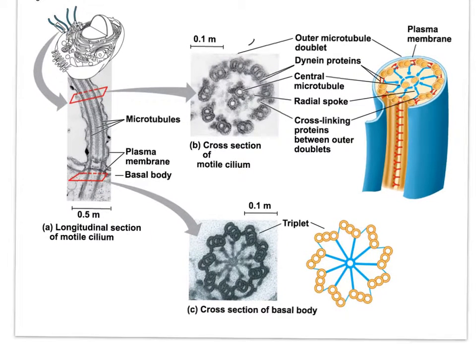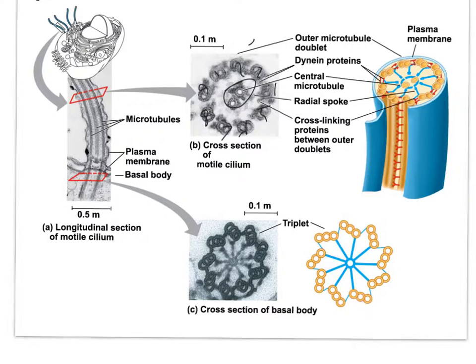Here's the structure. Here are your nine doublets: 1, 2, 3, 4, 5, 6, 7, 8, 9, plus the two in the middle, the central microtubules. You see here, the doublets are attached to the central microtubule by other proteins, and other proteins attach the doublets to each other. That attachment is important for the movement. If you break that, the motor protein is going to change shape and cause the movement of the cilia and the flagella one way or the other.